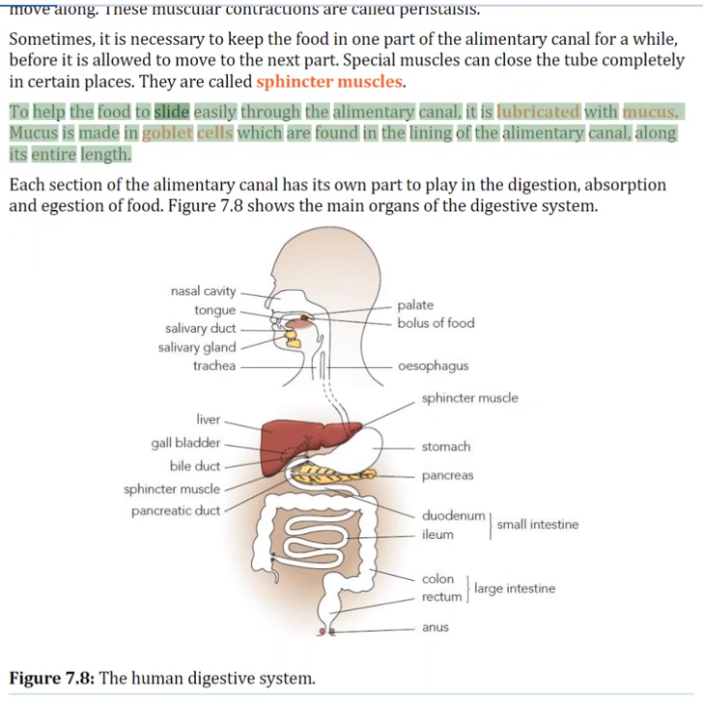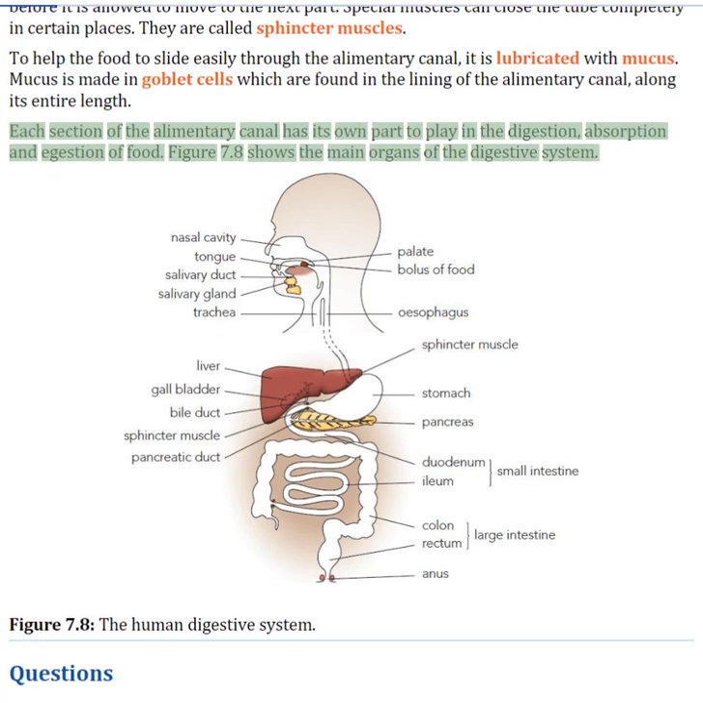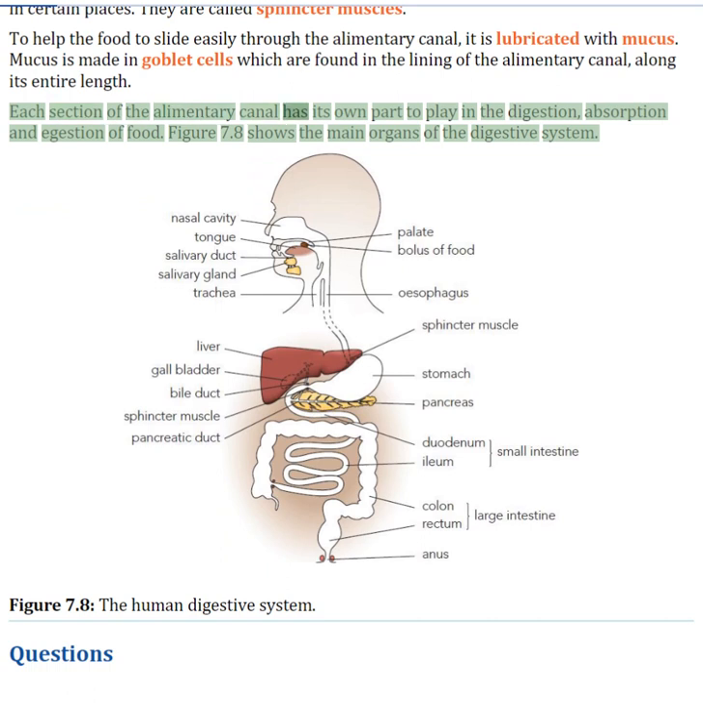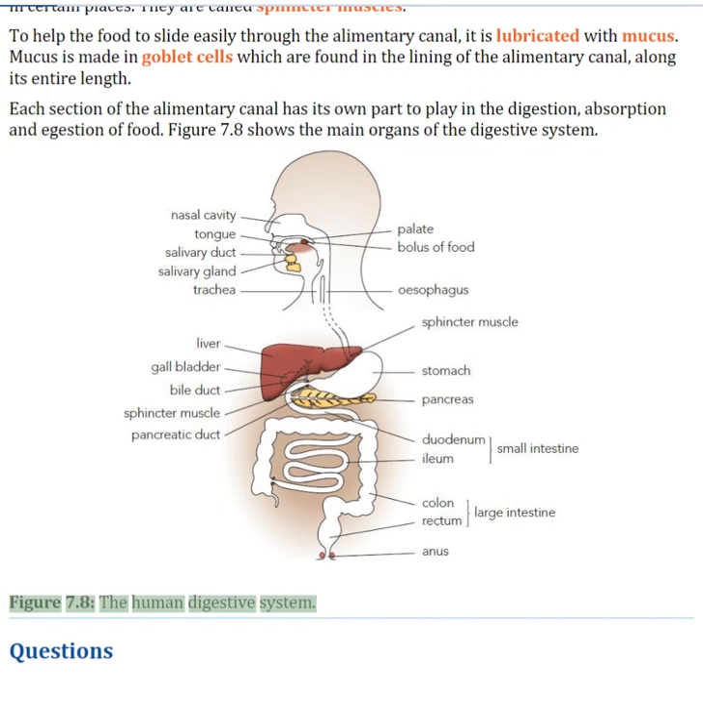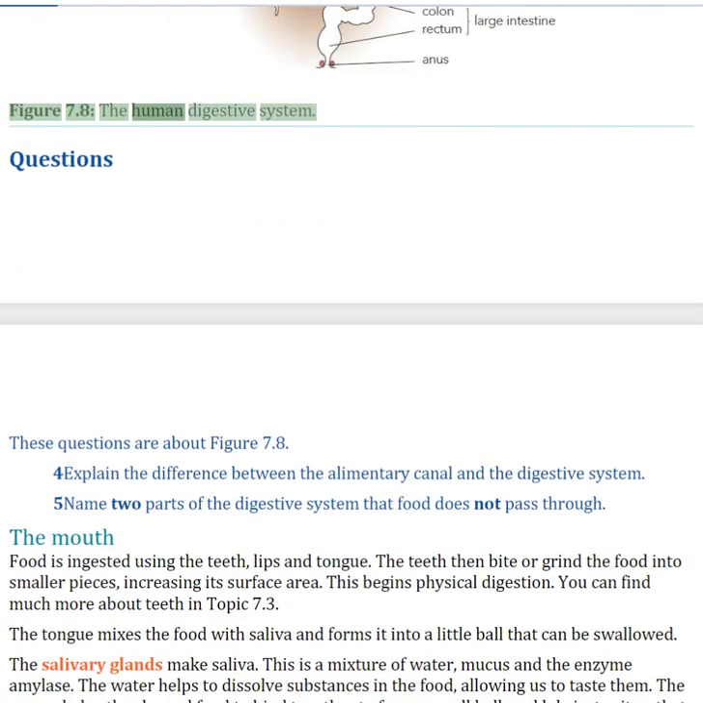To help the food to slide easily through the alimentary canal, it is lubricated with mucus. Mucus is made in goblet cells, which are found in the lining of the alimentary canal, along its entire length. Each section of the alimentary canal has its own part to play in the digestion, absorption and egestion of food. Figure 7.8 shows the main organs of the digestive system. Figure 7.8. The human digestive system.